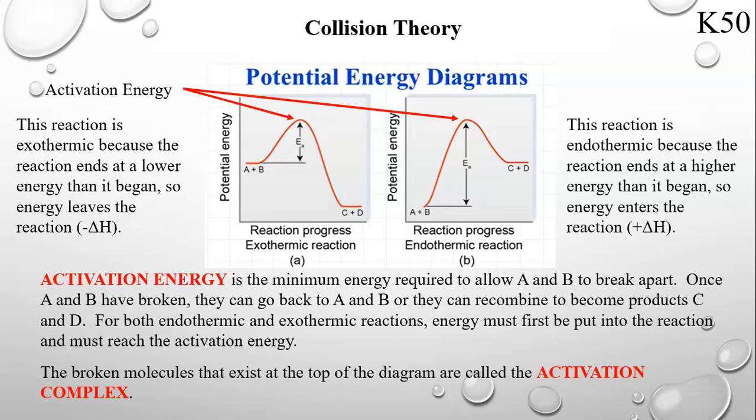On the right side, this reaction is endothermic because the reaction ends at a higher energy than it began. So energy enters the reaction. That's a positive delta H. That's a positive change in enthalpy. More energy went in than came out.